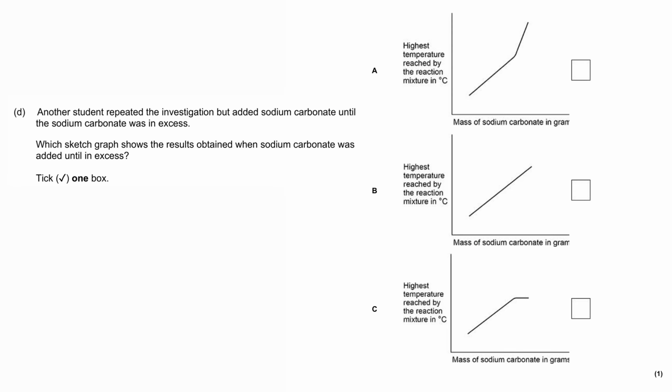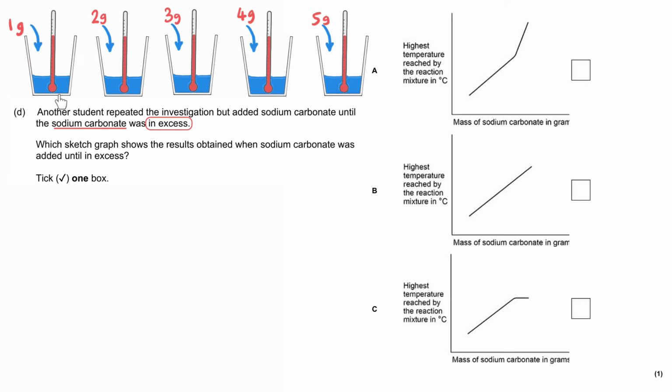Another student repeated the investigation but added sodium carbonate until the sodium carbonate was in excess. And this is different because the first student added a particular mass of sodium carbonate, measured that highest temperature, and then repeated the whole thing by starting again and adding an entirely different mass of sodium carbonate to an equivalent volume of acid, but fresh acid.